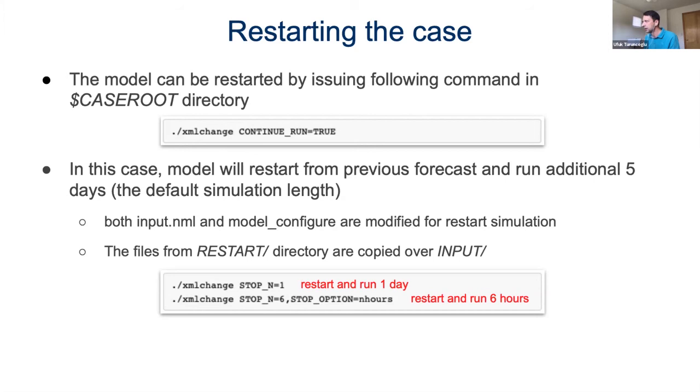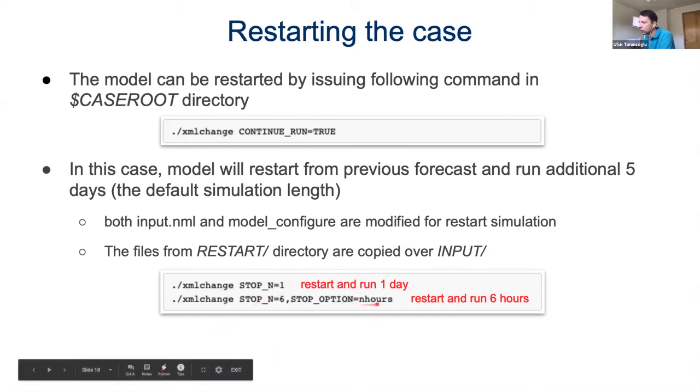But SIEM basically handles all those steps for you. You don't need to worry about staging the restart files to the input directory, or changing the namelist configuration in the input NML. All those modifications and steps are done by SIEM in the background for you. For example, both input NML and model configure are modified by SIEM for the restart simulation, and the restart directory is copied over to the input directory. Of course, you also need to rename the files. But after that, you can also modify the restart. For example, if you want to restart for only one day, you can do it like that. Or if you want to restart for 6 hours, you can change that configuration here.